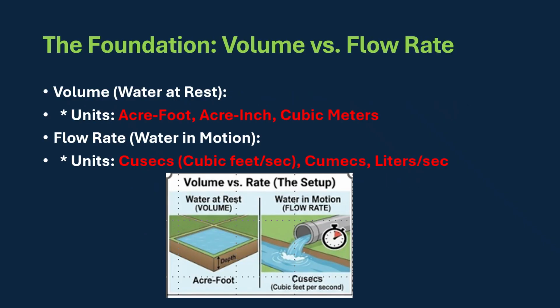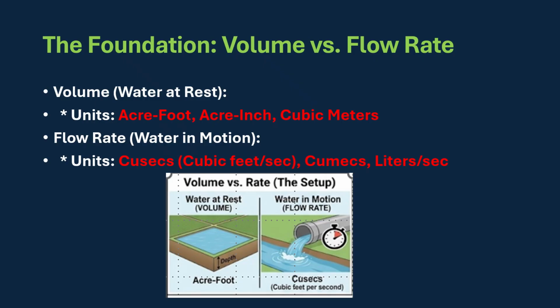Before we measure anything, we need to understand exactly what we are measuring. Look at this slide. Are we measuring water at rest or water in motion? When water is stationary, like a reservoir or a flooded paddy field, we measure its volume. You will see units like acre foot, acre inch, or cubic meter. But in irrigation management, we usually need to know how much water is actively moving past a point to reach our crops. This is known as flow rate or discharge.